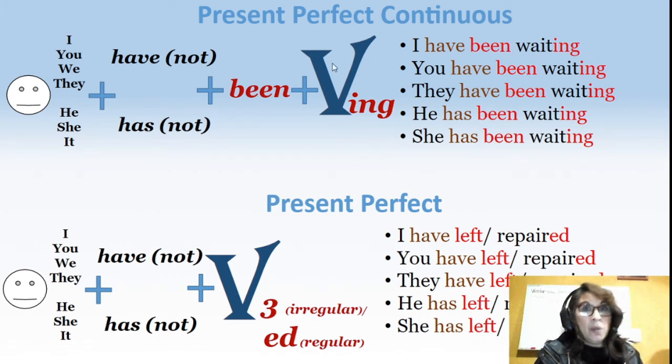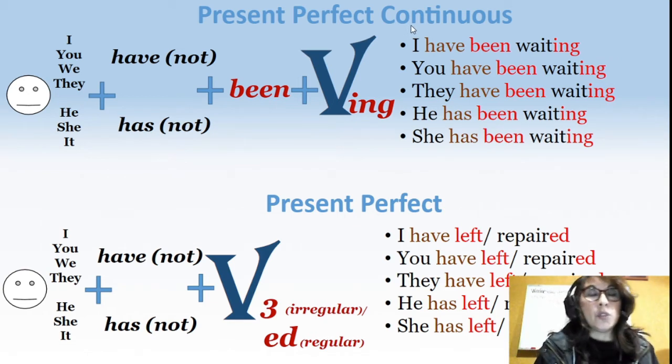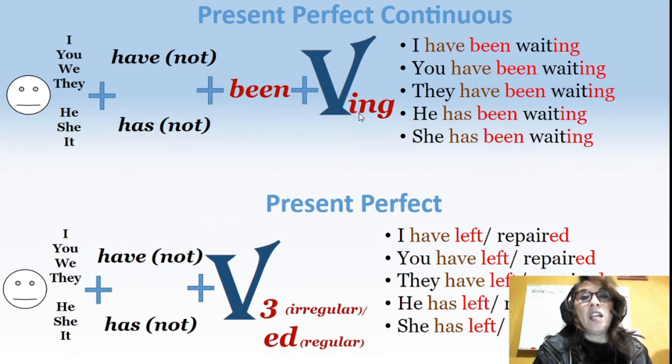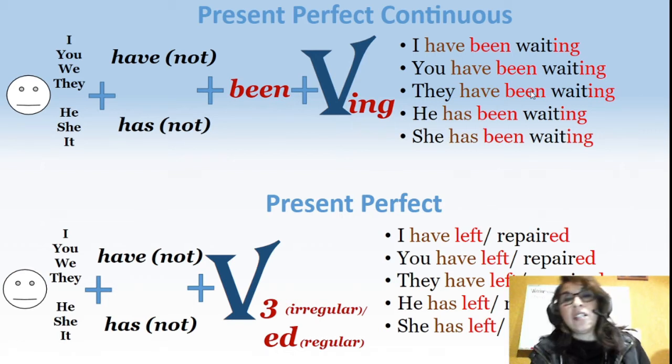Another thing that you need to remember is that when you are using the continuous tense, you always use the verb to be plus the verb in gerund. The verb in gerund finishes with ing. But if you are talking in perfect tense, the verb to be needs to be in past participle, been, right? Have or has plus been plus the verb with ing. And here we have different examples. I have been waiting, you have been waiting, they have been waiting, he has been waiting, and she has been waiting. Él ha estado esperando, ellos han estado esperando.